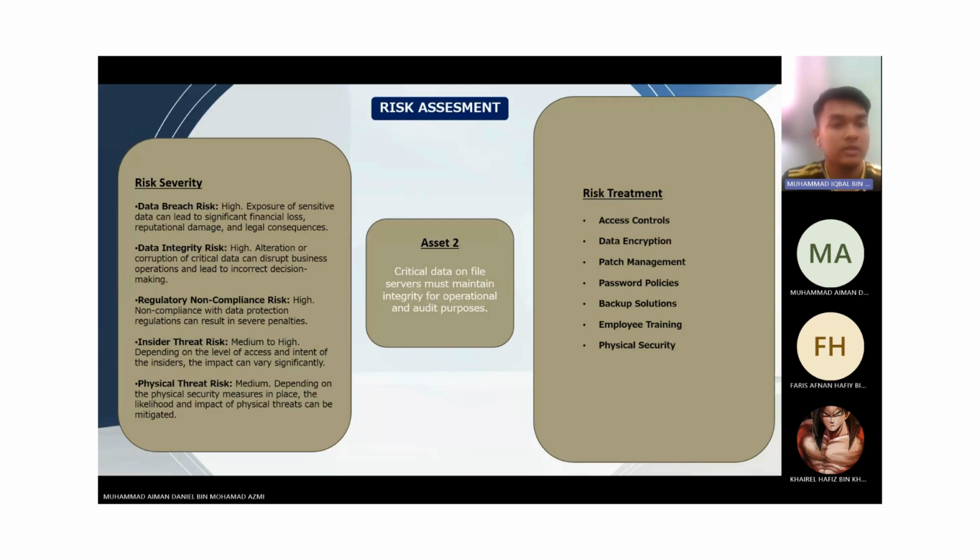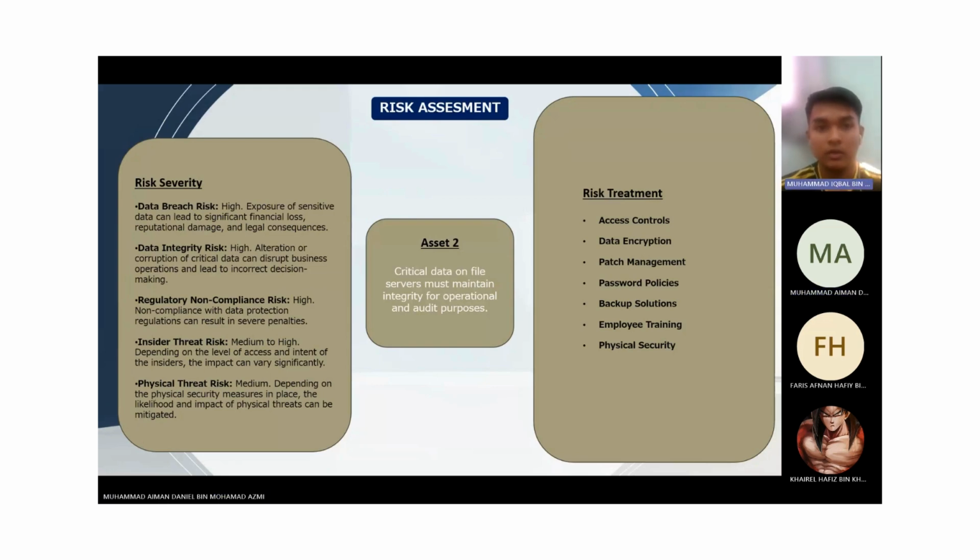Next one is regulatory non-compliance risk, which is high also. Non-compliance with data protection regulations can result in severe penalties. And then insider threat risk, medium to high. Depending on the level of access and intent of the insider, the impact can vary significantly. Lastly is physical threat risk, which is medium, depending on the physical security measures in place. The likelihood and impact of physical threats can be mitigated.